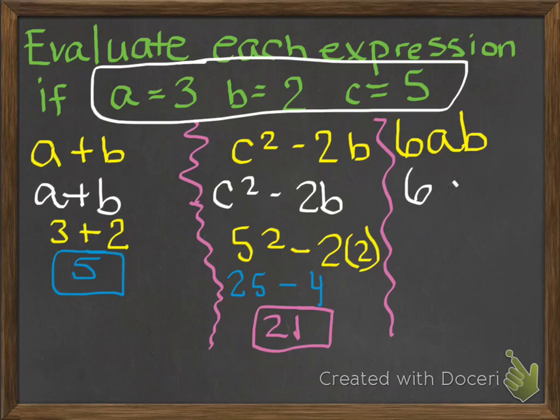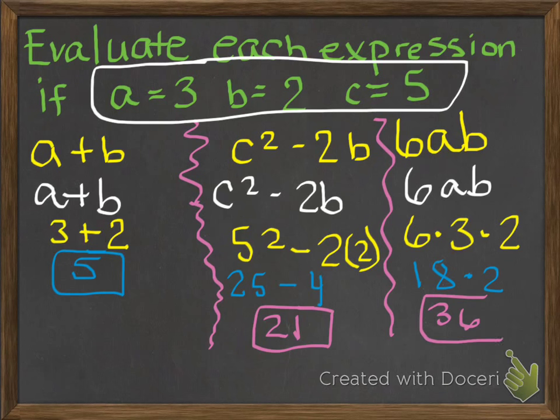So now the last one we have is 6AB. Remembering that whenever you have a letter and a number next to each other, that always means to multiply when there's nothing else in between. So 6 times A is 3 times B is 2. So 6 times 3 is 18 times 2, and then 18 times 2 is 36. So these are the types of problems you will see for the evaluate each expression section.